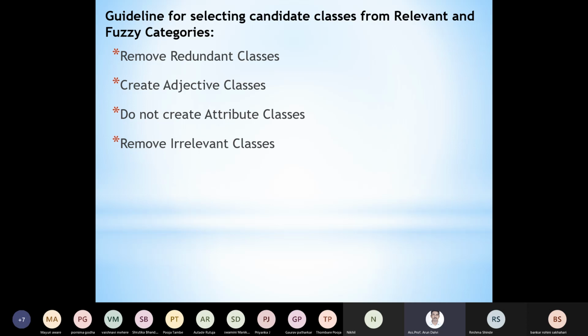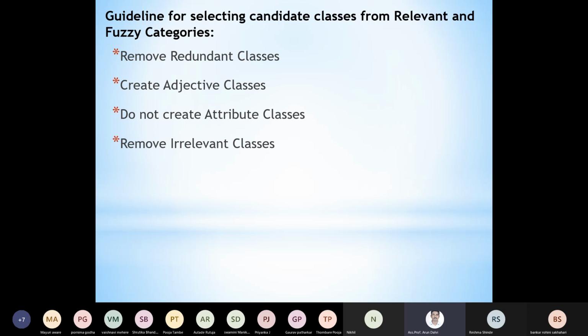Third one is do not create attribute classes. That means we do not have to create classes for attributes. For example, employee is the class, and the attributes of employee are name, date of birth, designation, employee id, etc.